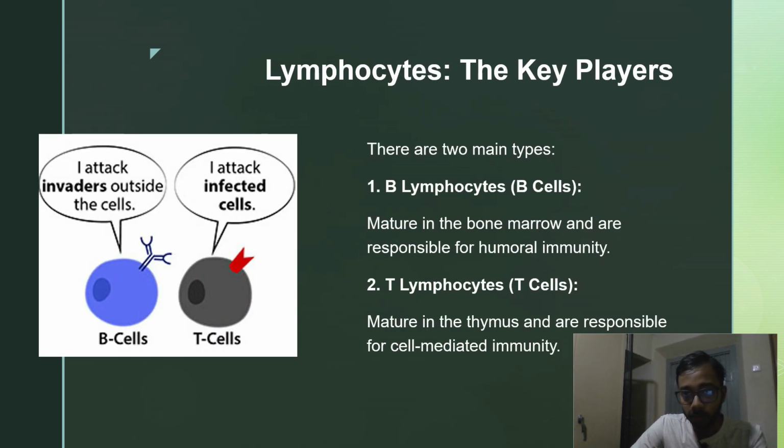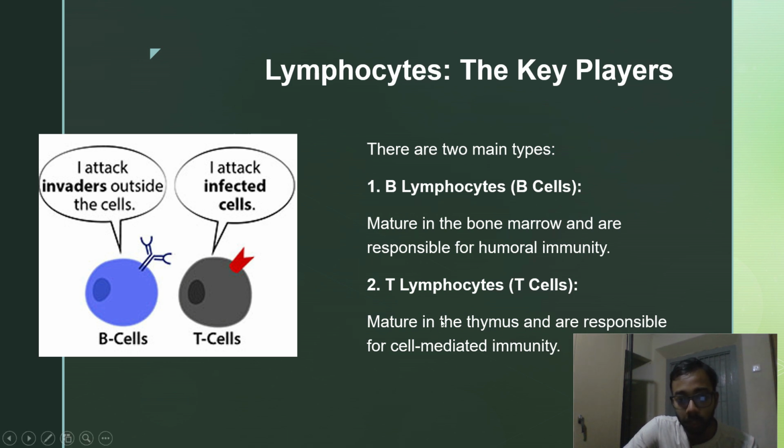Lymphocytes are the key players in adaptive immunity. There are two main types of lymphocytes: B lymphocytes and T lymphocytes. You can remember them because B lymphocytes mature in the bone marrow, which also starts with a B, and are responsible for the so-called humoral immunity. Humoral means body fluids. Humor is a body fluid. So these B lymphocytes are important in this body fluid or humoral immunity.